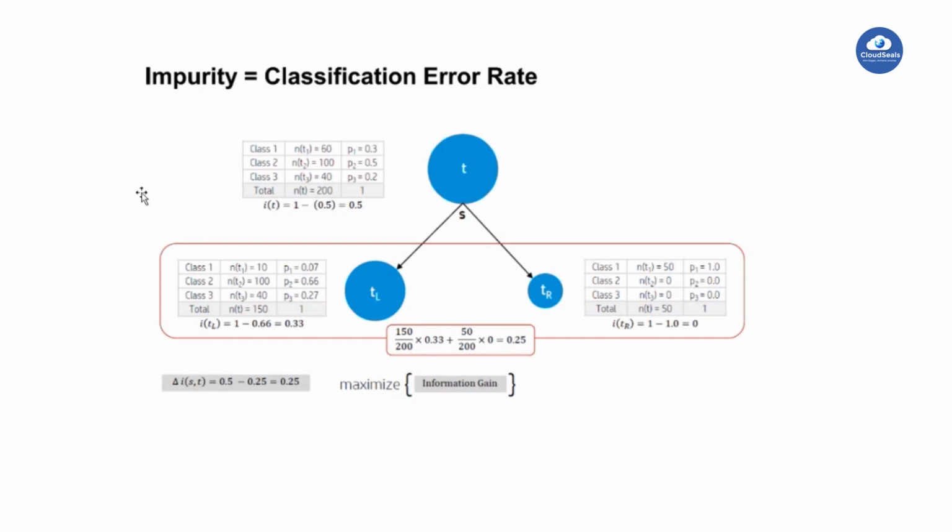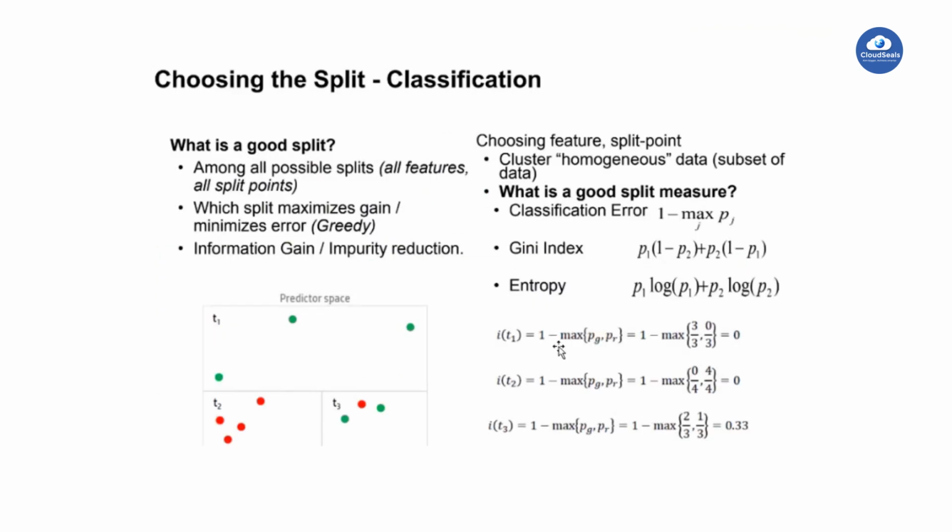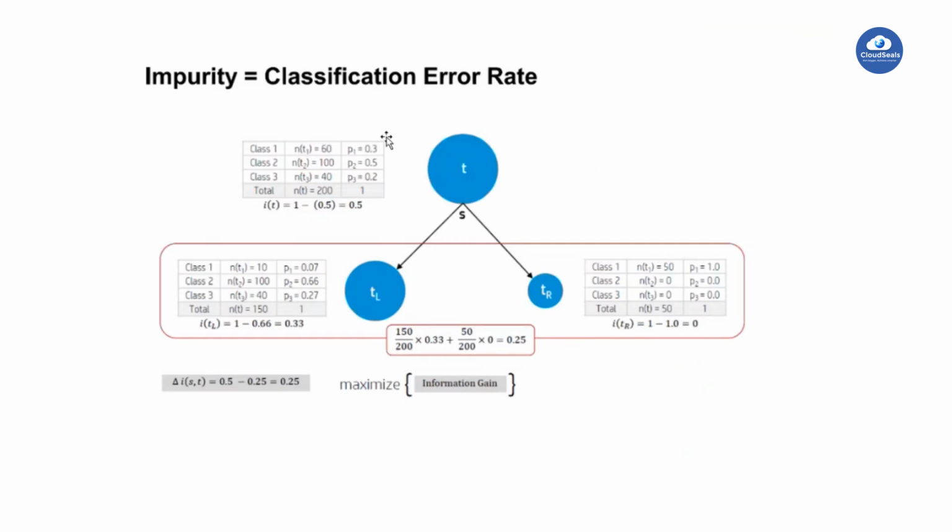But here what we are calculating is the classification error. What is the formula for the classification error? 1 minus the max of the probability. Out of these three probabilities, which one is the max? 0.5. So we calculate the classification error: 1 minus 0.5 is 0.5. Okay, this is for this independent variable. Then we go on to the next one.